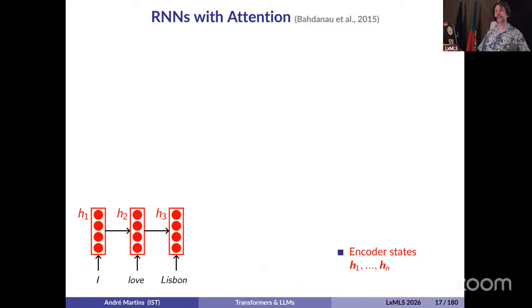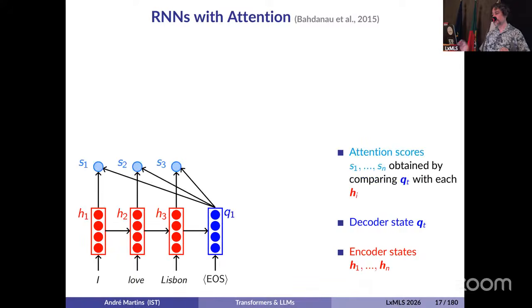So we start with the sentence that I was showing before. We pass it through an RNN. This is going to produce encoder states H1, H2, H3, and we obtain a decoder state. Let's call it Qt, because it's useful to think of this decoder state as a query when we bring the attention mechanism. And then the next step is we are going to compare this query with each of the encoder states, H1, H2, H3. I'm going to get into more details about how this comparison is made later on.